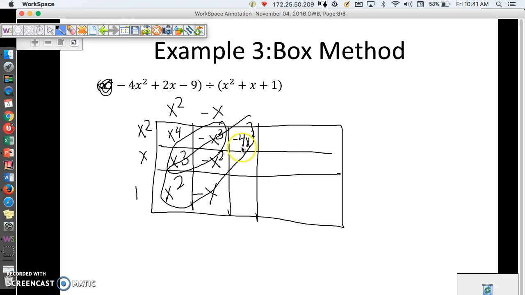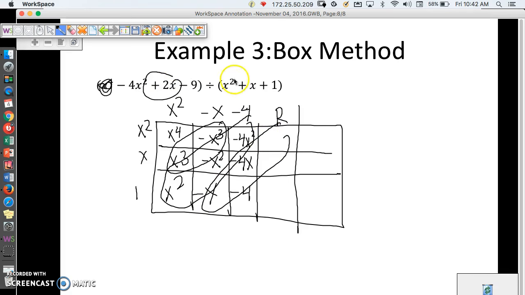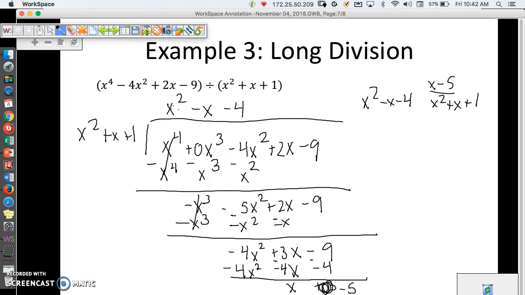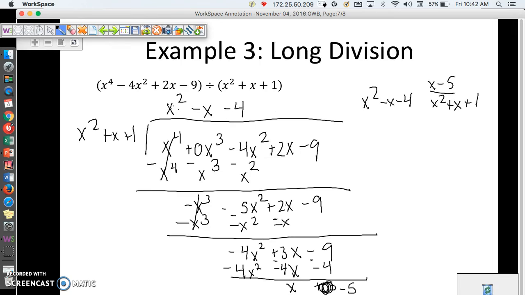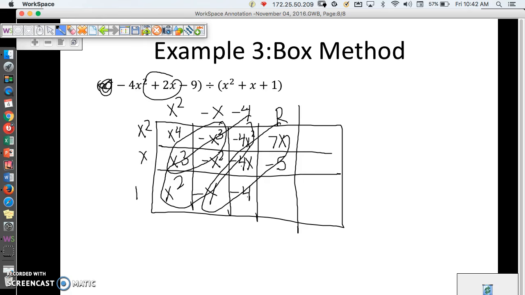So x squared times what gives us negative 4x squared? That's got to be negative 4. Negative 4x, negative 4. And now we're on our remainder. Well, we need a total of positive 2x, and we have negative 5, so this has to be 7x. And we have negative 4 and need negative 9, so this needs to be negative 5. And I have a hunch here. Something went off here. And time's going to run out, so I'll have to double check. There's a mistake somewhere in here, but now you have the general idea.